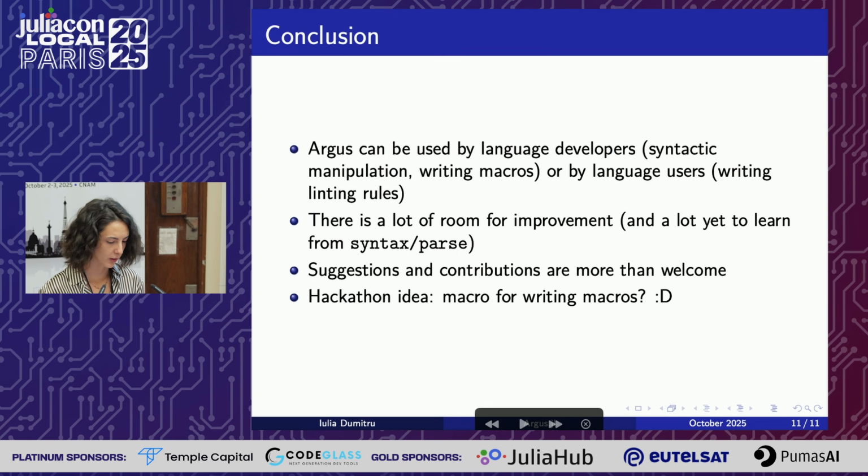So to conclude, Argus can be used by language developers. I think it is quite an expressive and flexible tool for manipulating syntax and maybe eventually for writing macros, but it needs some work for that. Or by language users who want to write linting rules for their Julia programs. There is a lot of room for improvement and a lot still to learn from Racket and from syntax parse. A lot of research has gone into that, so there's still much to learn from there.